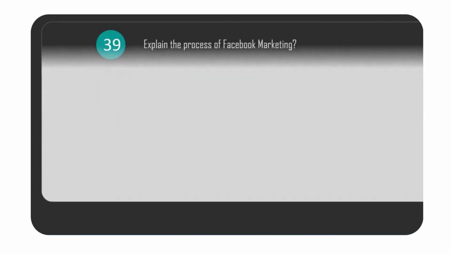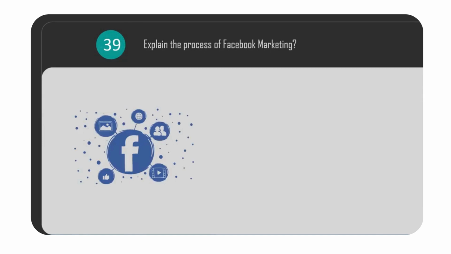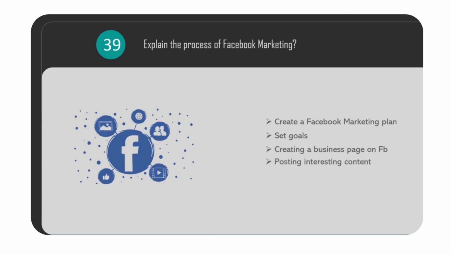All right. And the next question is, explain the process of Facebook marketing. For Facebook, sharing valuable content that connects with potential customers is your most important play. You can create a Facebook marketing plan by defining your audience, setting goals, creating a business page on Facebook, posting interesting content, and incorporating Facebook ads. Facebook ads also play an important role, guys.